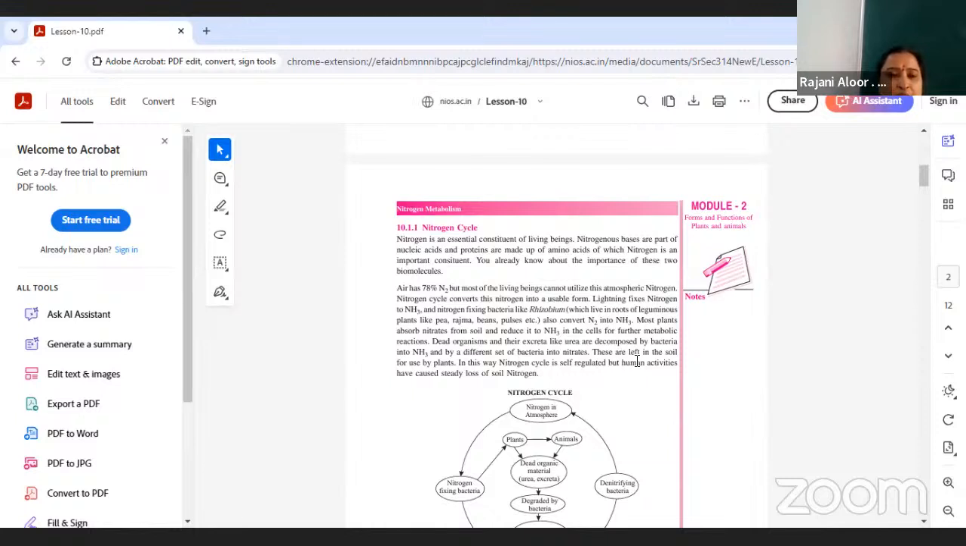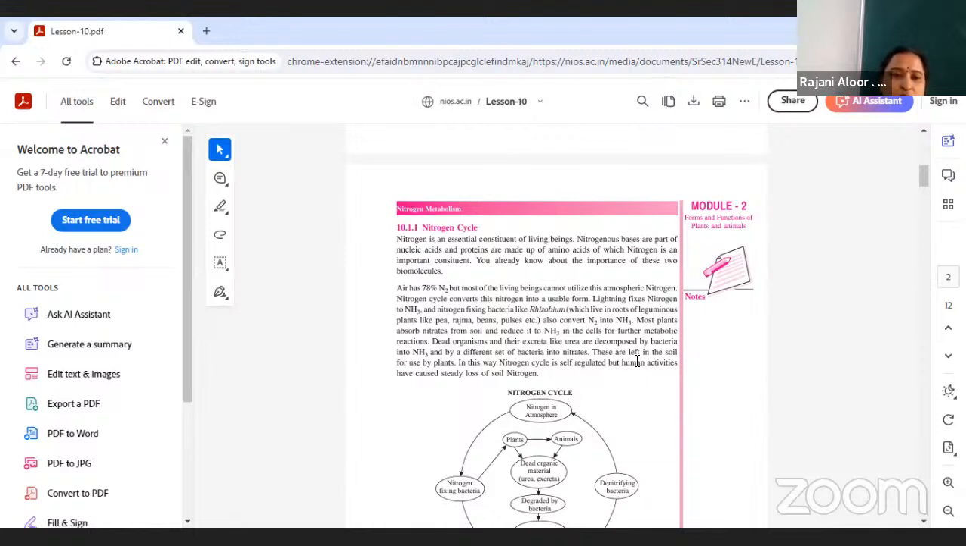First one, nitrate nitrogen. Nitrogen in soil is found mostly in the oxidation form of nitrate. Nitrate, NO3 minus, is absorbed by the roots of higher plants and is transported to young leaves, where it gets reduced to ammonia, that is NH3. The reduction to ammonia takes place in two steps.